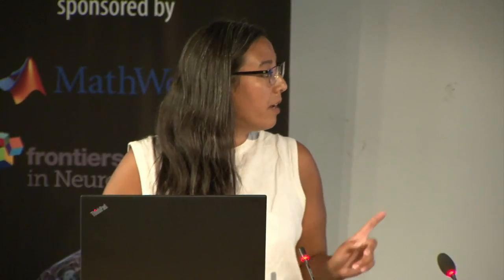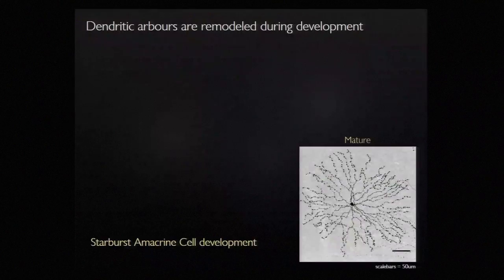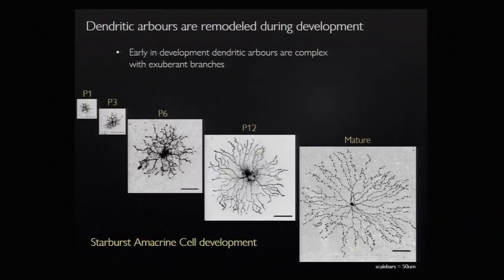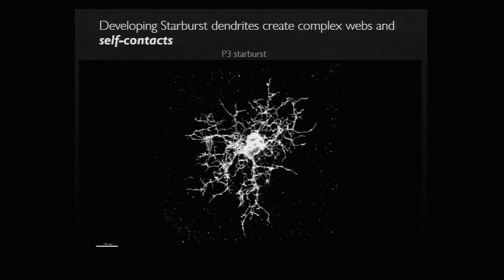But despite this mature cell having this beautifully radial morphology with minimal overlaps, known as dendrite self-avoidance, early in development, you can see this time course of development, approximately from postnatal day 1 to 6, you can see that this is not the case. In development, their dendrites are very complex, and they create this really dense web that has these self-contacts.